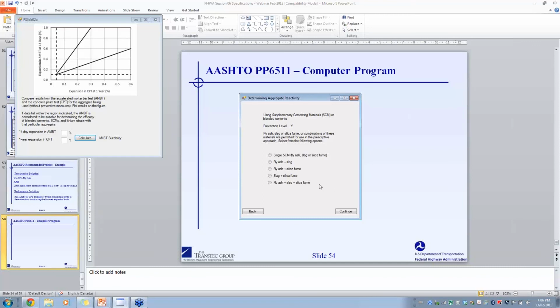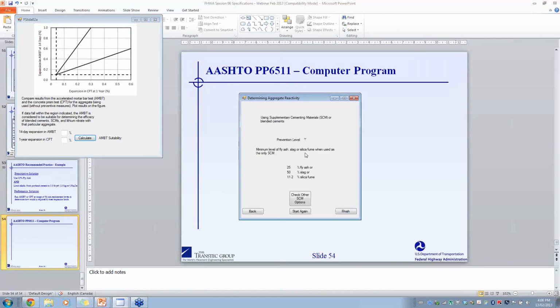Do we want a single SCM? Do we want combinations of ash and slag, ash and fume, slag and silica fume, or maybe even a quaternary blend with fly ash, slag, and silica fume? So we're going to select just a single one here, just as an example, and then it will give you your answers here. And you can obviously go back and check other options.